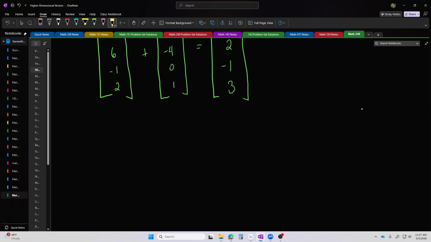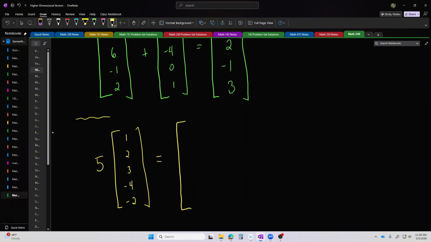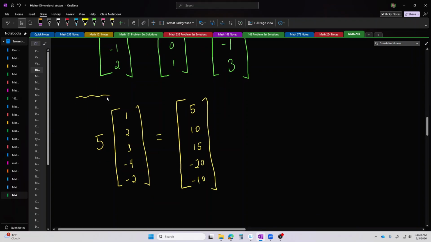Vector scaling is also just component-wise. So if I have 5 times the column vector, let's say 1, 2, 3, negative 4, and negative 2, if I want to scale this 5-dimensional vector, all I have to do is scale each of the 5 entries one by one. So 5 times 1, 5 times 2, 5 times 3, 5 times negative 4, and 5 times negative 2. Exactly the same method works.